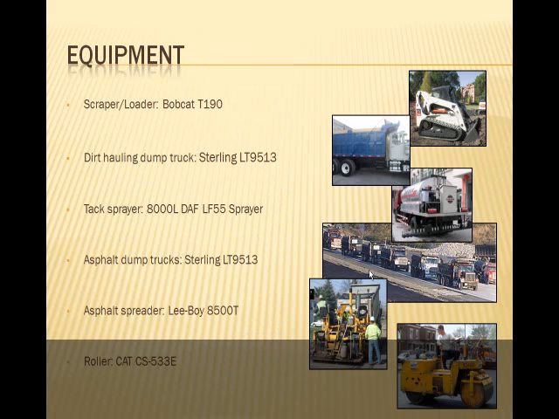The equipment used in this project were as follows. A Bobcat T190 was used for the scraper and loader. A Sterling LT 9513 truck was used to haul the dirt as well as help in the asphalt spreading. An 8,000 liter DAF LF55 was used as the tack coat sprayer. A Leeboy 8500T was used as the asphalt spreader, and a Cat CS533E was used as the roller. Shown here are example pictures of each type of equipment.